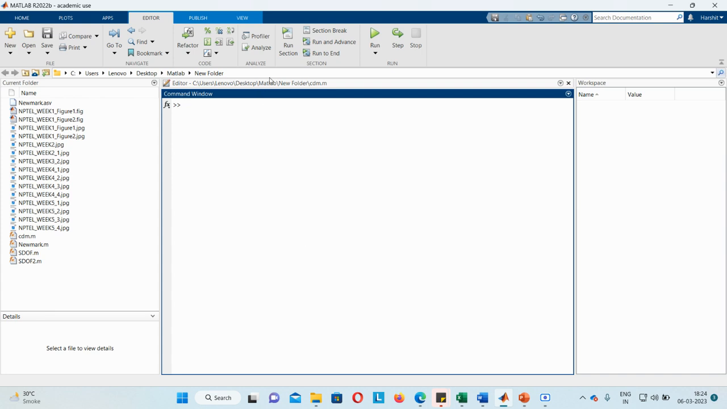So this is my MATLAB command window. We need to create a new function in here.